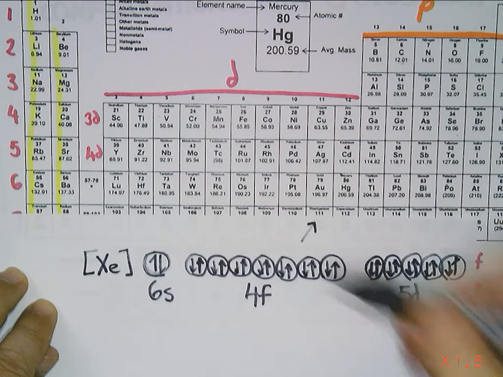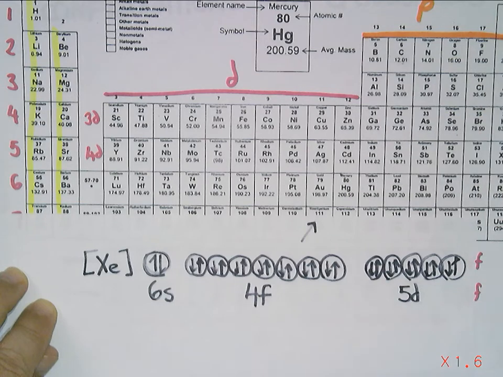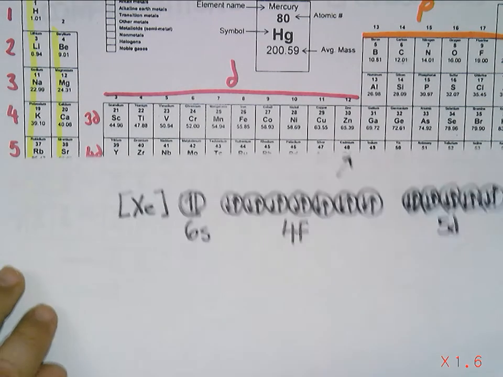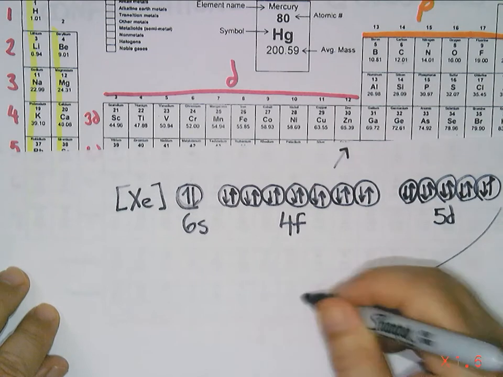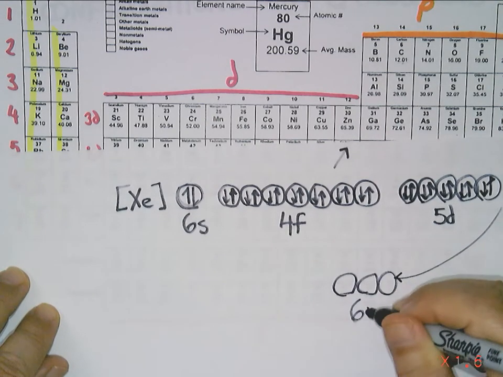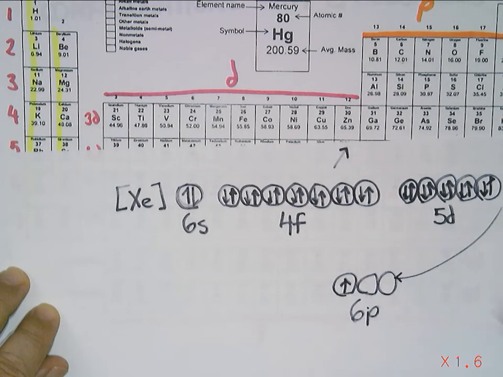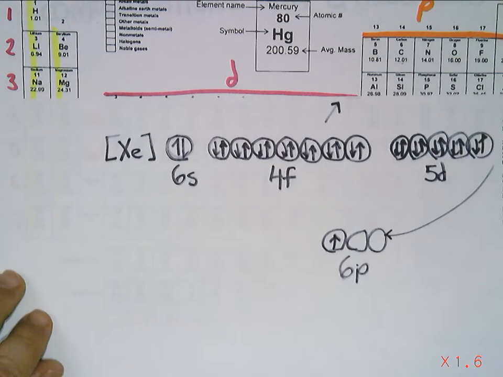Okay, so now I am here at mercury. If I'd stopped here, I'd be at mercury. Thallium is one more. And what's over here? These are the 6p, so it's a 6p1. So I have to go down to the next line. So that's thallium.